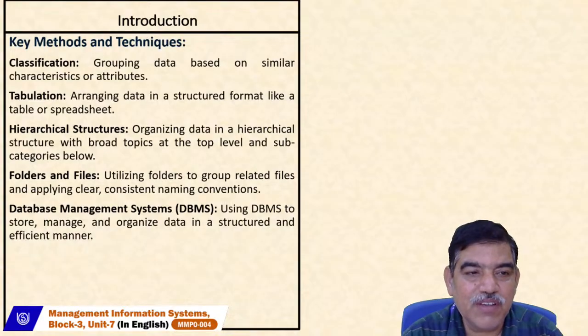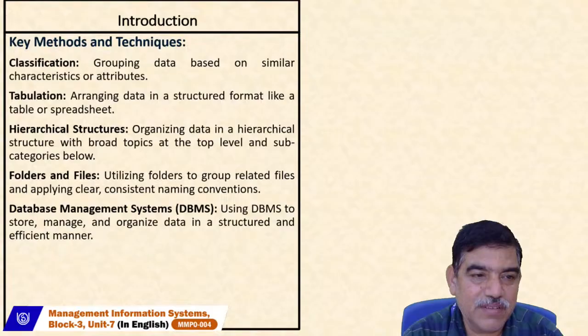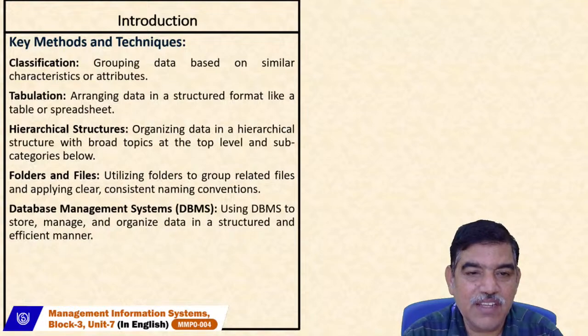So we are using different software, such as spreadsheets, Excel, and MS Access, where data are always arranged in a tabular format. The third one is hierarchical structure: organizing data in a hierarchical structure, with topics at the top level and subcategories below. That is the meaning of hierarchical structure.